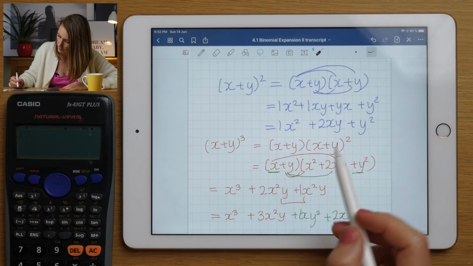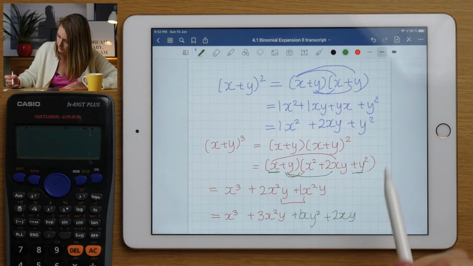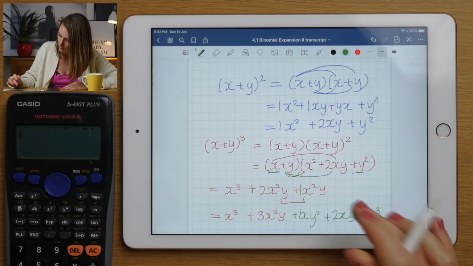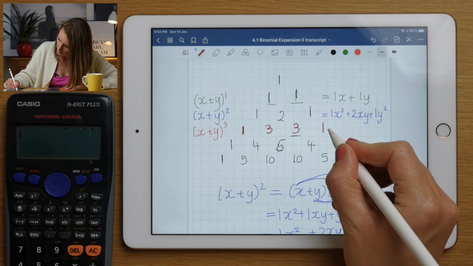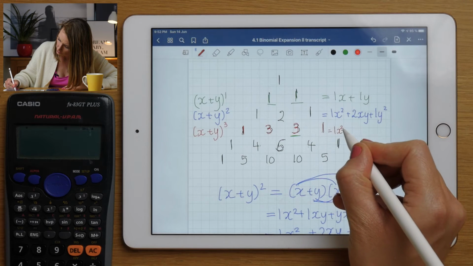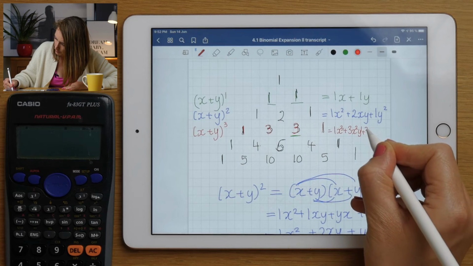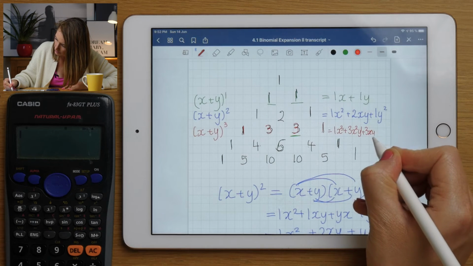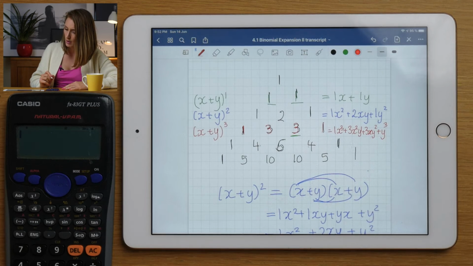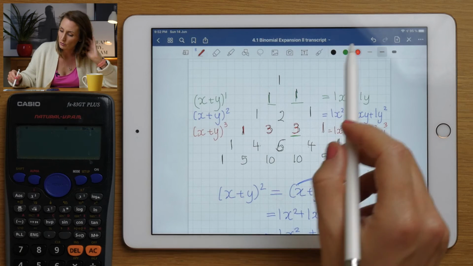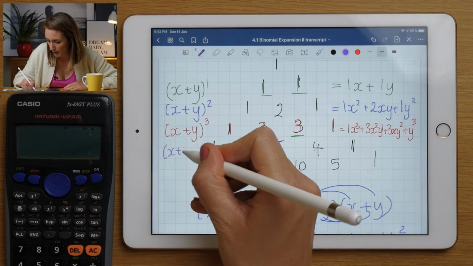And the final term, the y cubed term, would come from multiplying this one by this one. So this would end up being 1x cubed plus 3x squared y plus 3xy squared plus y cubed.